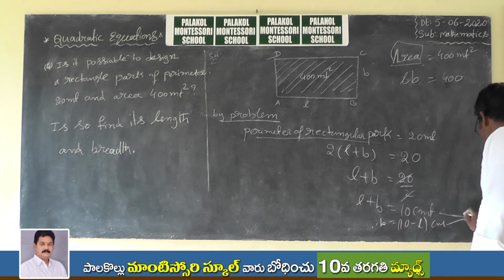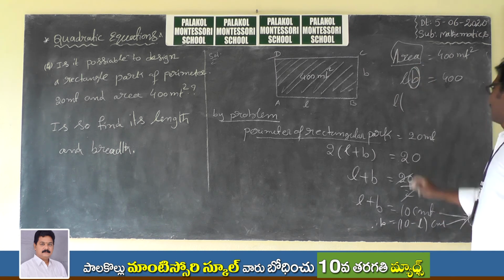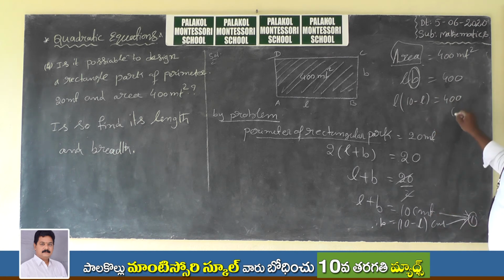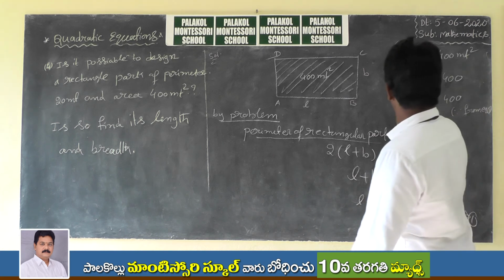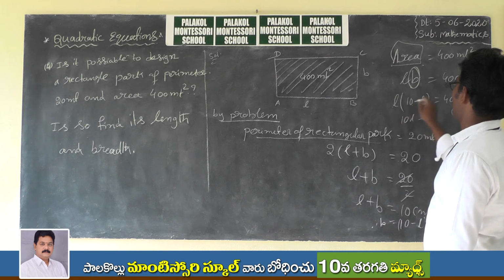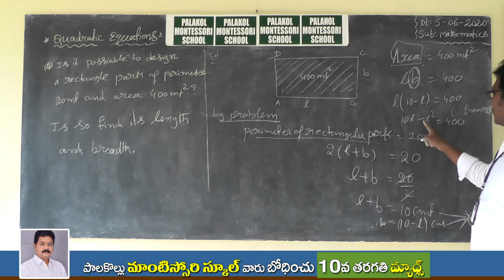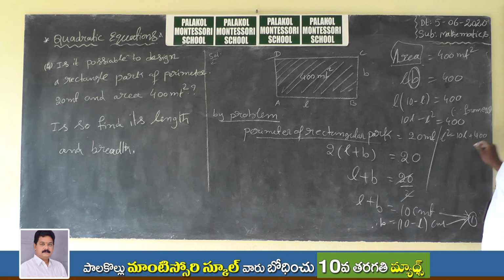No. So this is equation 1. In this place I write L times (10 minus L) is equal to 400, since from equation 1. Okay guys, these two are the multiplication: 10 into L, 10L, minus L into L, L square, is equal to 400. So this minus L square moves to that side, plus 10L moves to that side as minus 10L, and here plus 400 is equal to 0.